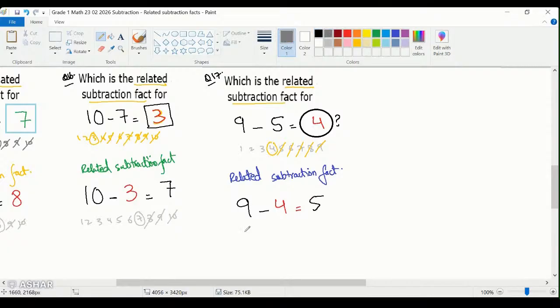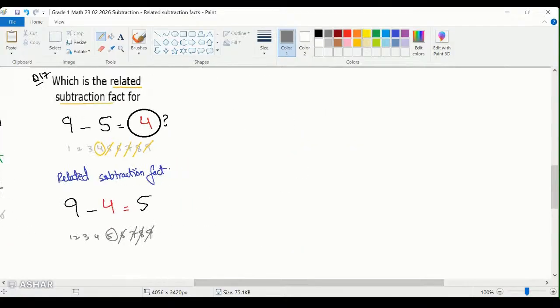How do we confirm? 1, 2, 3, 4, 5, 6, 7, 8, 9. 9 minus 4: 1, 2, 3, 4. We are left with 5. Agreed? So let's try doing the questions from the test.